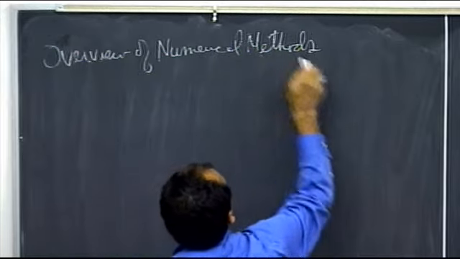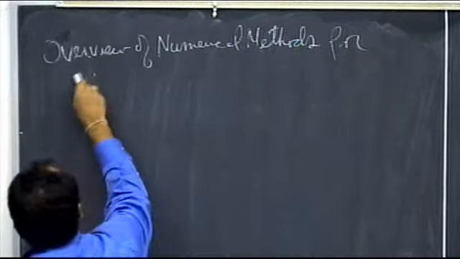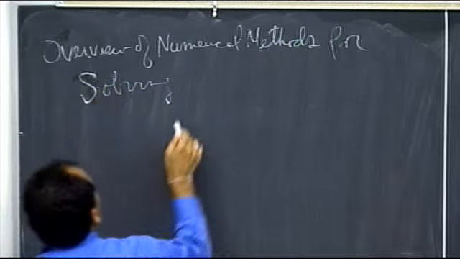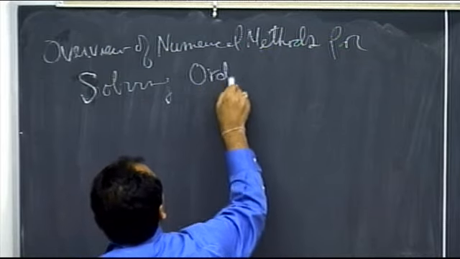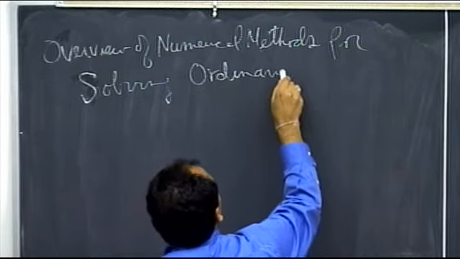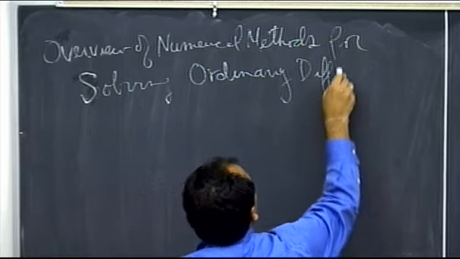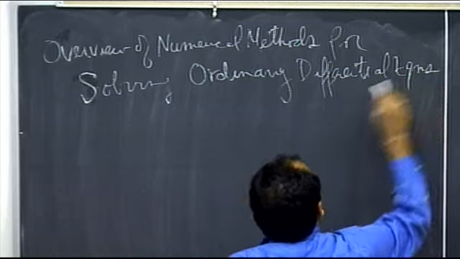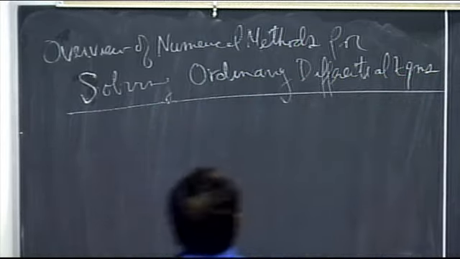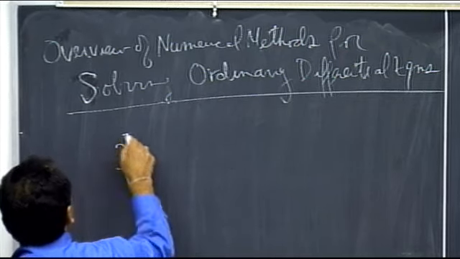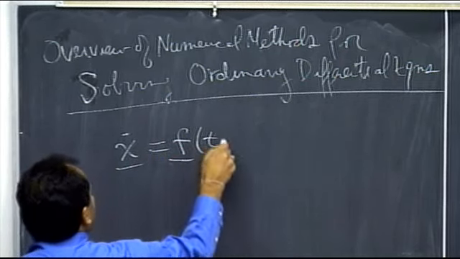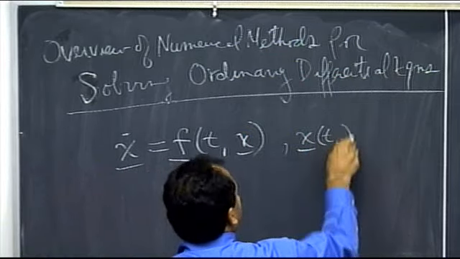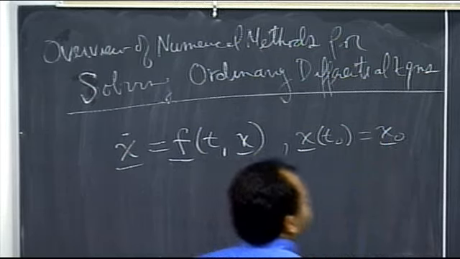for solving ordinary differential equations. Now, we're going to start with problems of this form. We've got x dot equals f of t and x, with an initial condition x at t0 equals x0.